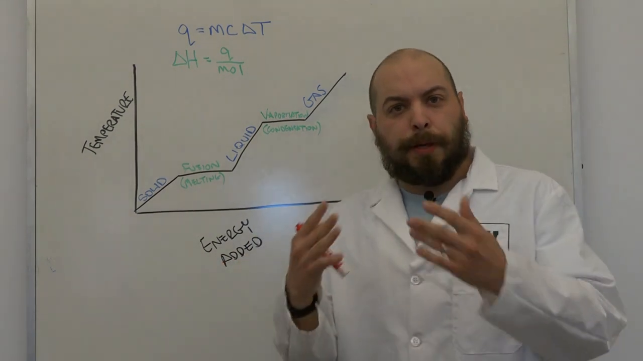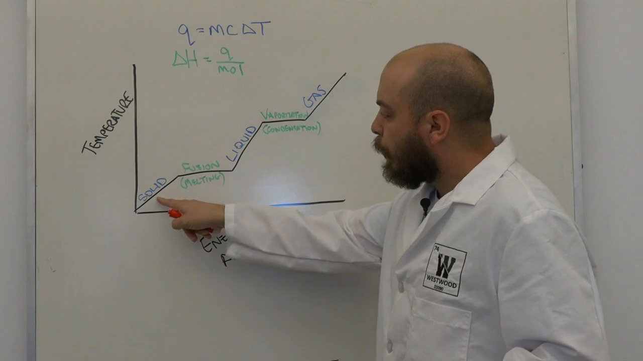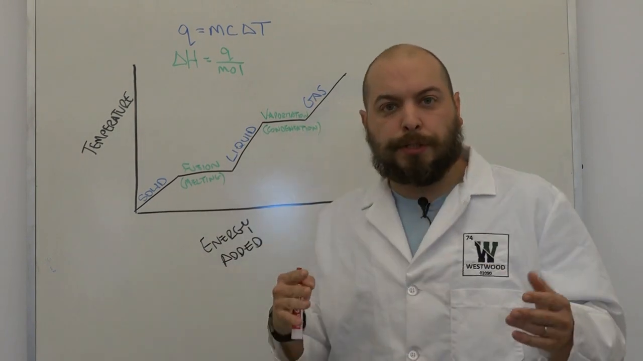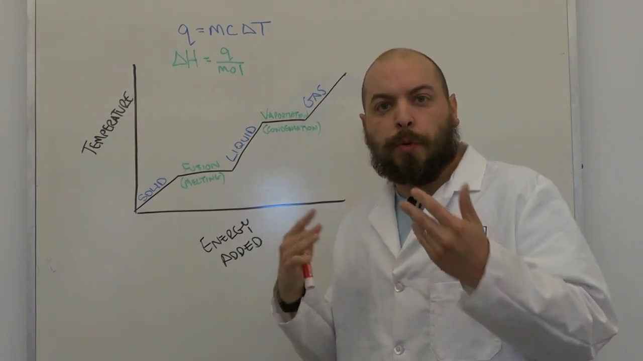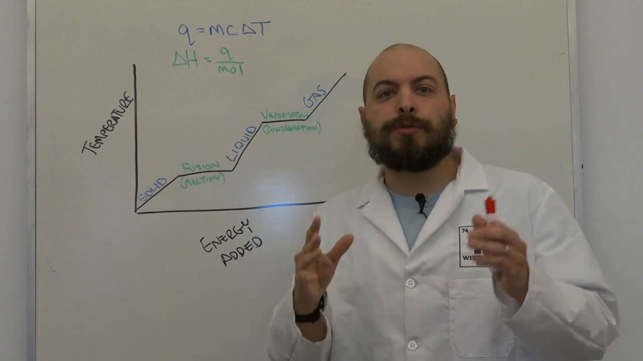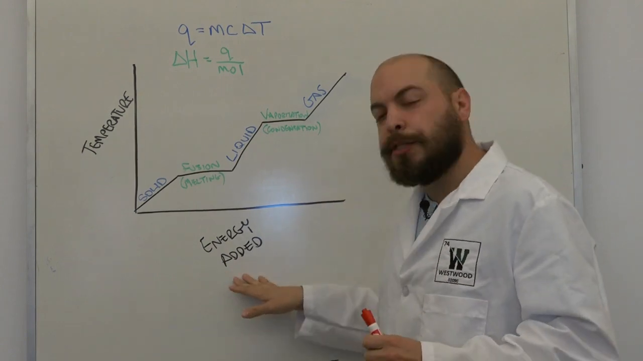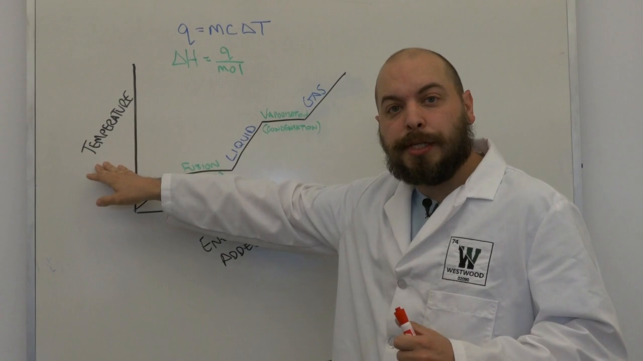Now let's talk some numbers. When we look at these three sloping regions, what we realize if we do the quick analysis is that the slope is representative of how much energy is added compared to its change in temperature.